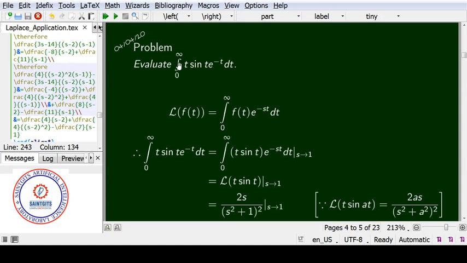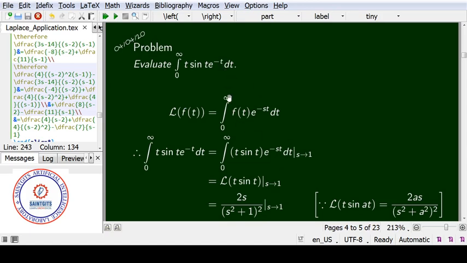Evaluate integral 0 to infinity t sin t e raised to minus t dt. First of all, we recollect the definition of Laplace transform. Laplace transform of f of t is equal to integral 0 to infinity f of t into e raised to minus st dt. So when f of t is multiplied by e raised to minus st, then integration from 0 to infinity leads to Laplace transform. Here also we have an integration from 0 to infinity and a multiplication by e raised to minus t. That means here in the place of s we have 1.